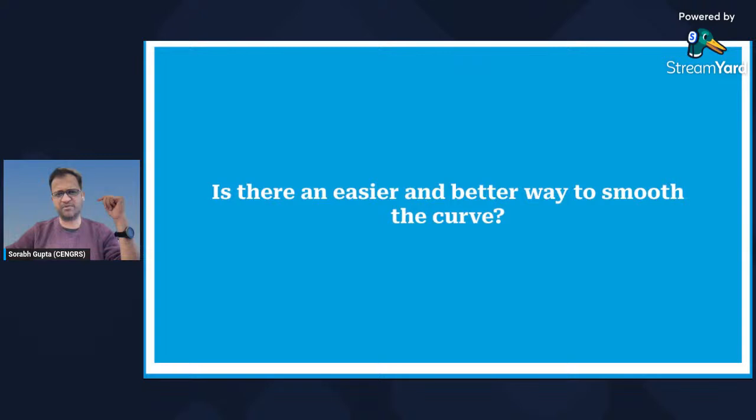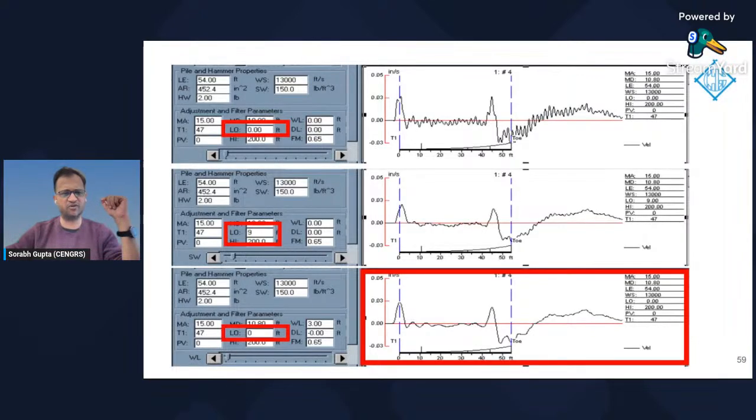Low pass filter is great. Is there an easier and better way to smooth the curve? Good news is yes, there is. It's something known as a wavelet. What is the wavelet? It's this number here, which is WL, which stands for wavelet.